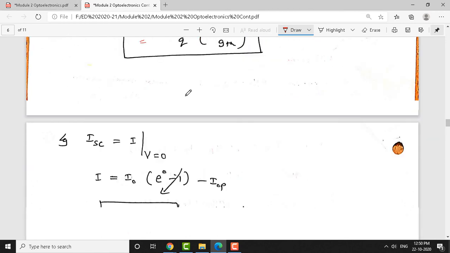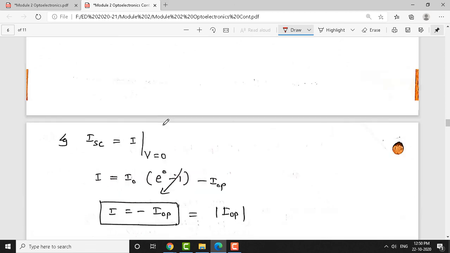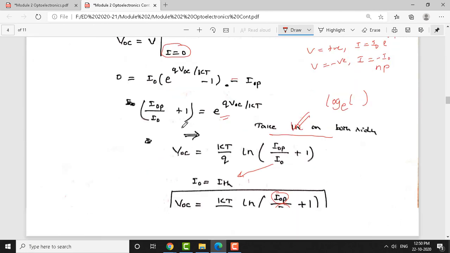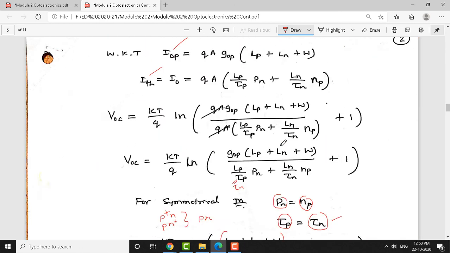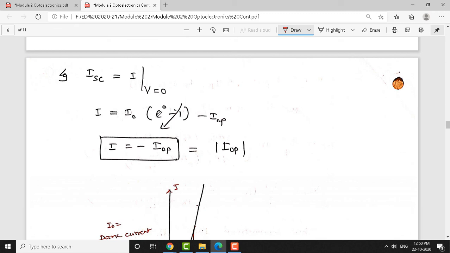So that is the extreme end, and on the other side, you already know, for short circuit, ISC will be equal to I for the voltage made 0. Consider the same basic equation once again. If you make the applied voltage 0, you get I as minus I_O, so this complete term will get eliminated.